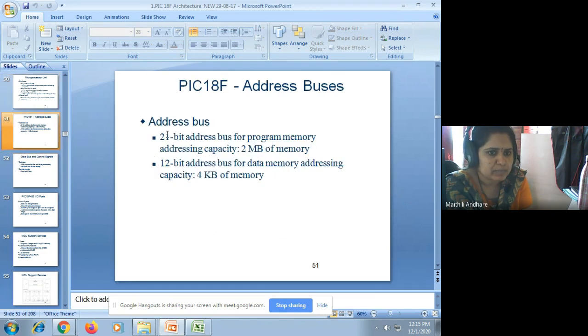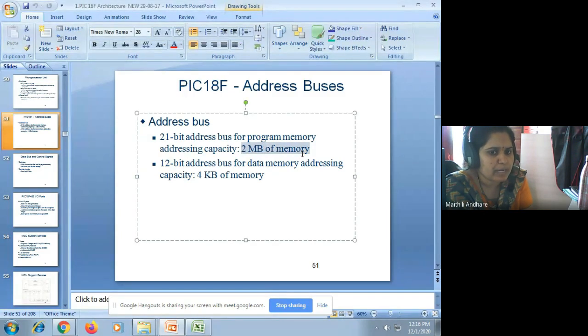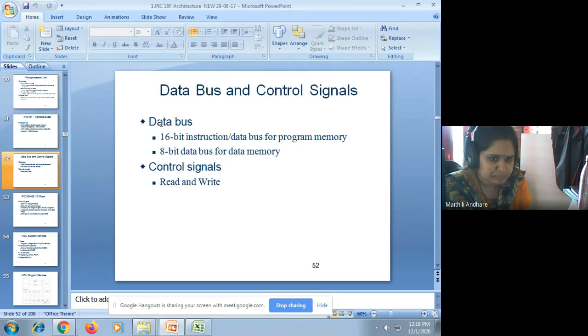Then the address bus; we have seen the diagram. A 21-bit address bus for program memory means the capacity will be 2 megabytes of memory. All of you know that depending upon the address bus, we can decide how much maximum memory is accessible. So 2 to the power of 21 comes to 2 megabytes. A 12-bit address bus for the data memory gives an addressing capacity of 4 kilobytes. These are the address buses for the program memory and data memory. Similarly, the data buses: a 16-bit data bus for program memory and an 8-bit data bus for the data memory, and the control signals are read and write.